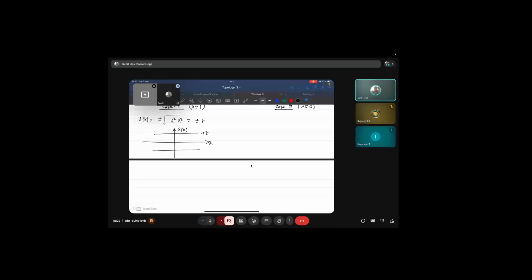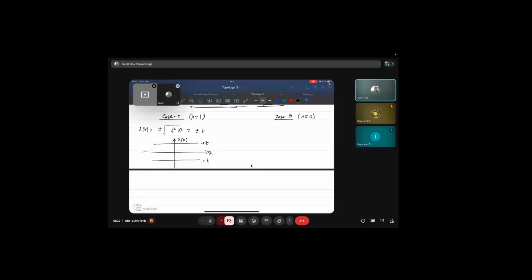One is plus t, one is minus t. That's what we have also seen in the last lecture. Now for case 2, this just means that it is consistent, right? And for case 2, you have epsilon k. If you derive it, you will again get plus minus t only.